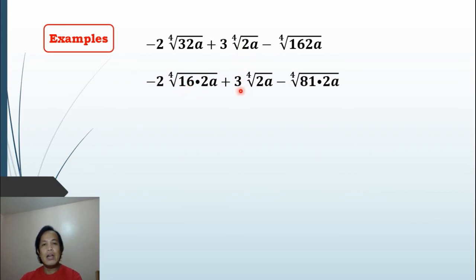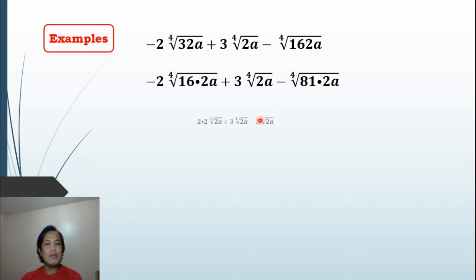Then the second radical, we just simply copy, as I've said earlier, since 2 is not a perfect fourth root, so we just simply copy 3 times the fourth root of 2a. We copy minus. Then what we did with 162 is just simply factor out in such a way that one of the factors will give us a perfect fourth root. In this case, we can use 81. 81 is a perfect square. At the same time, 81 is a perfect fourth root. So 81 times 2a, that would give us 162a.